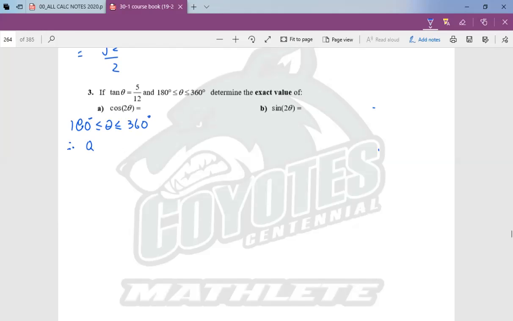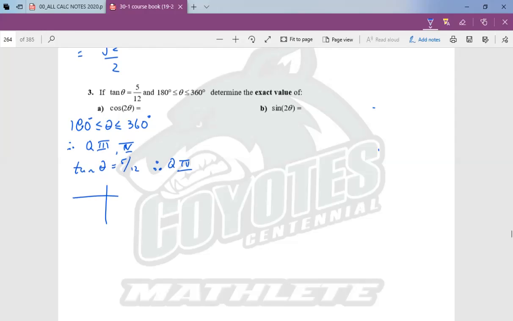Therefore, we are in quadrants 3 and 4. I kind of like to do these with Roman numerals to be consistent. Quadrant 3, quadrant 4. So we're down in the bottom half just by saying that 180 is less than theta is less than 360. Tangent is 5 over 12, which is positive. So therefore, between quadrant 3 and quadrant 4, we would choose that we are in quadrant 3. And let's draw this in quadrant 3.